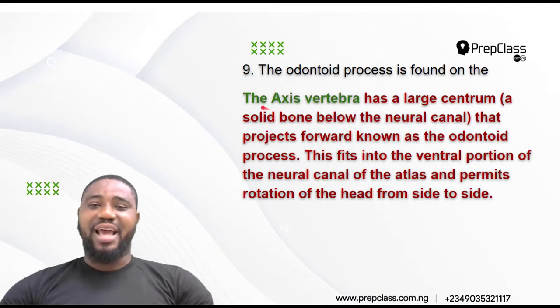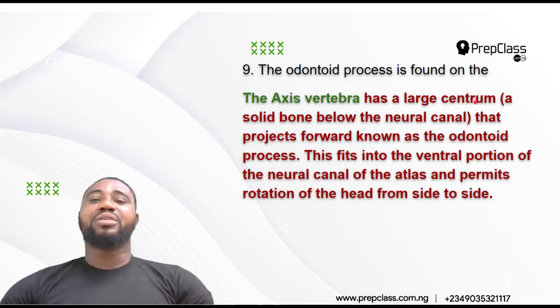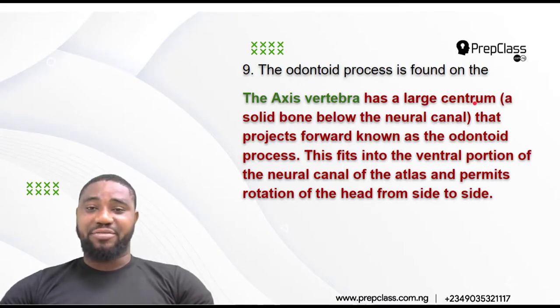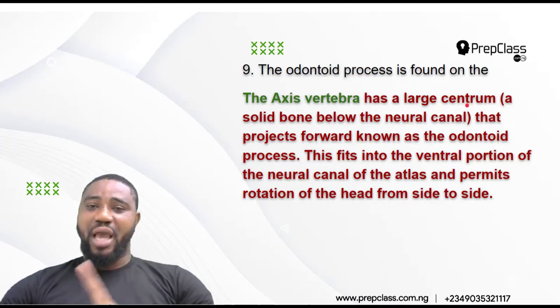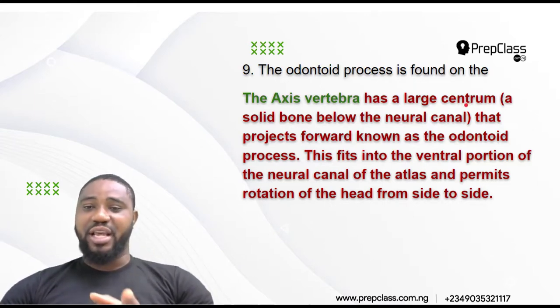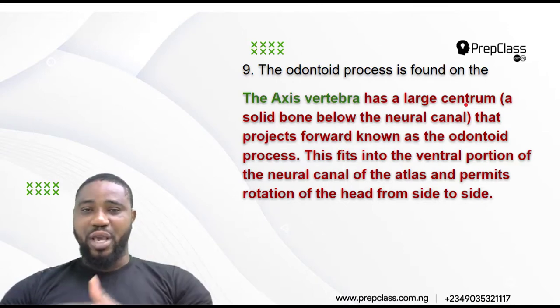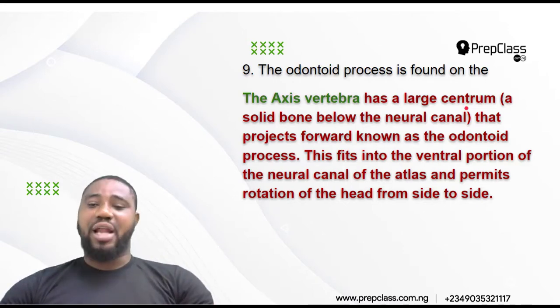Now look at what I said. I said the axis vertebrae has a large centrum. A centrum is a large solid piece of bone that is found below the neural canal. The neural canal is just an opening where a vertebra fits to the next vertebra. Are you following? An opening where a vertebra fits to the next vertebra, and also where some nerves can pass through. That's the neural canal. So the axis vertebrae has a large centrum.